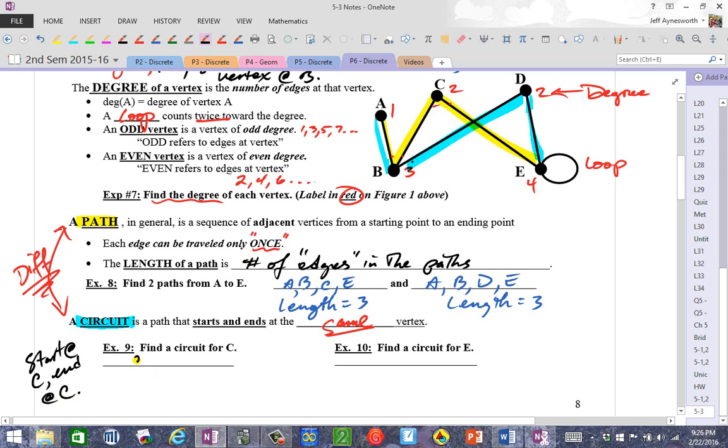Okay, so for example, there are many circuits for C here. You can go C to B to D, E, and back to C. So let me repeat that: C to B, all the way to D, to E, and then back to C. So C, B, D, E, and then back to C. 1, 2, 3, 4, length 4. You can even see it in the order in here. From C to B is 1, from B to D is 2, from D to E is 3, and from E to C is 4. So this is length 4.